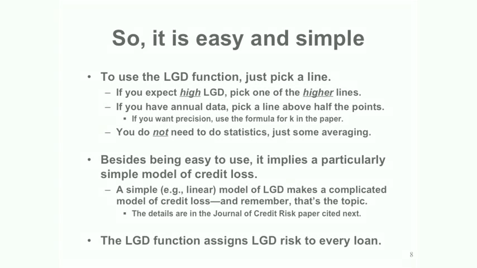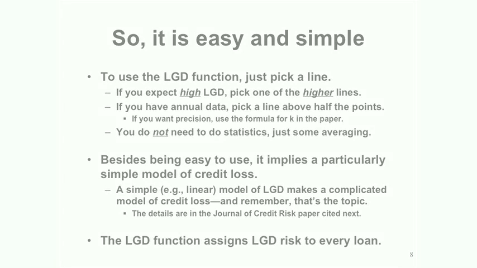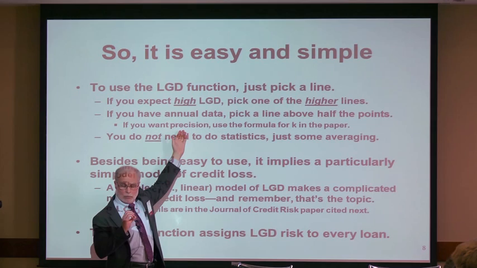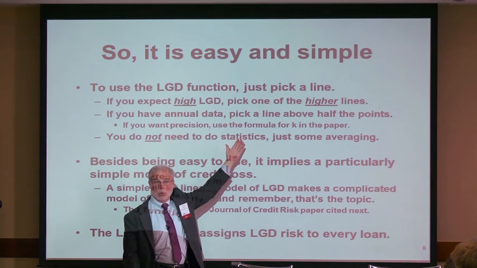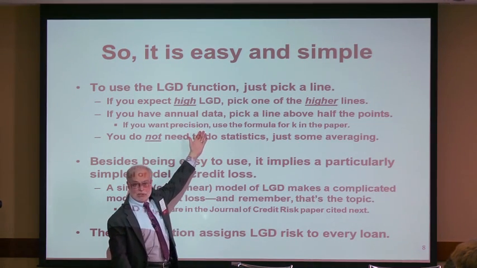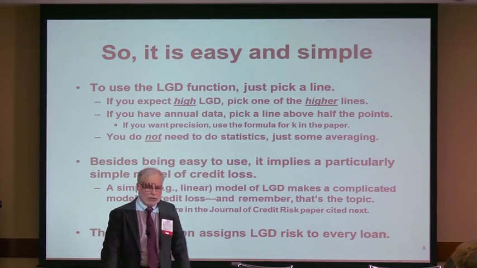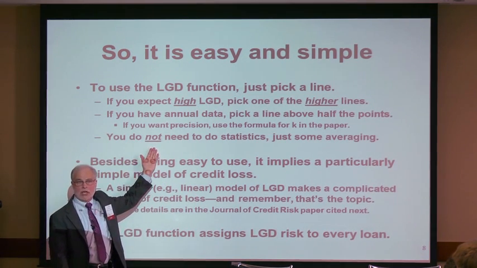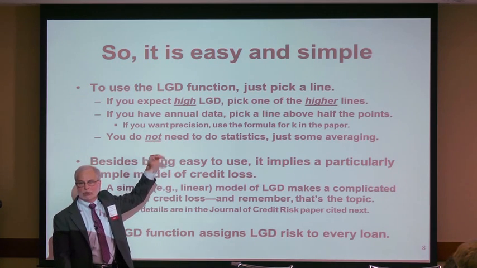So it's easy to use, right? All you have to do is pick one that's up there. If you have a swarm of data that you think reflects the risk you've got, you're going to pick a line that goes through the middle of the data swarm, just like with linear regression. It's not exactly the same here because it's not a linear regression, but it's close. The line's going to go through the center of the data swarm. And you're not going to have to do any fancy statistics. Just take some averages. What average loss given default do you expect? That's the most important thing that'll establish the position of that line.